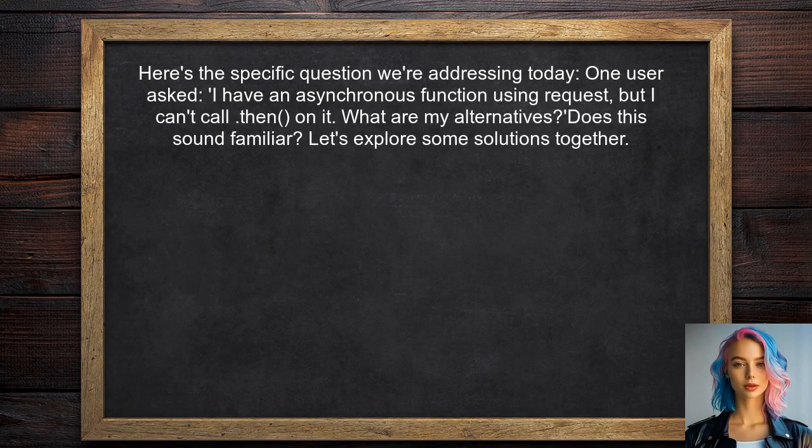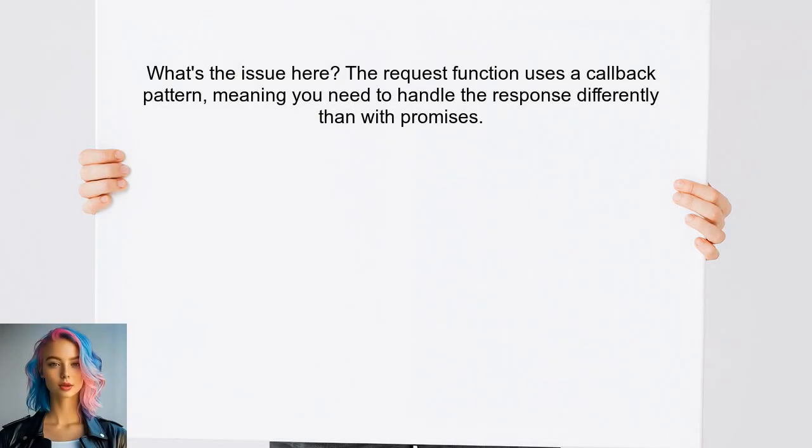Here's the specific question we're addressing today. One user asked, "I have an asynchronous function using request, but I can't call then on it. What are my alternatives?" Does this sound familiar? Let's explore some solutions together. So what's the issue here?